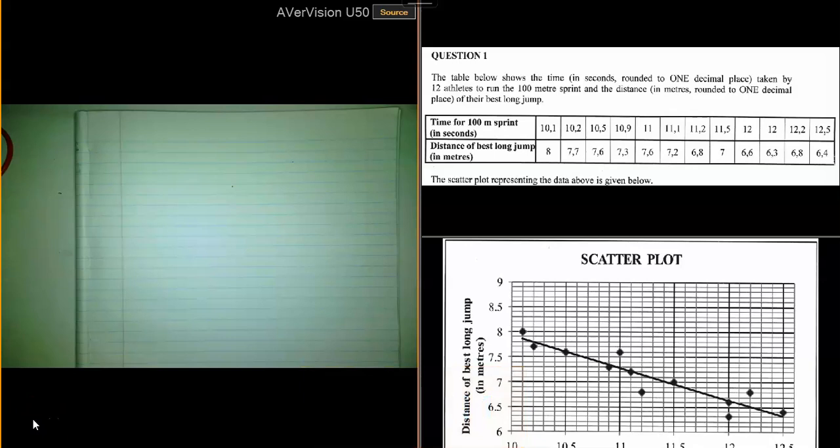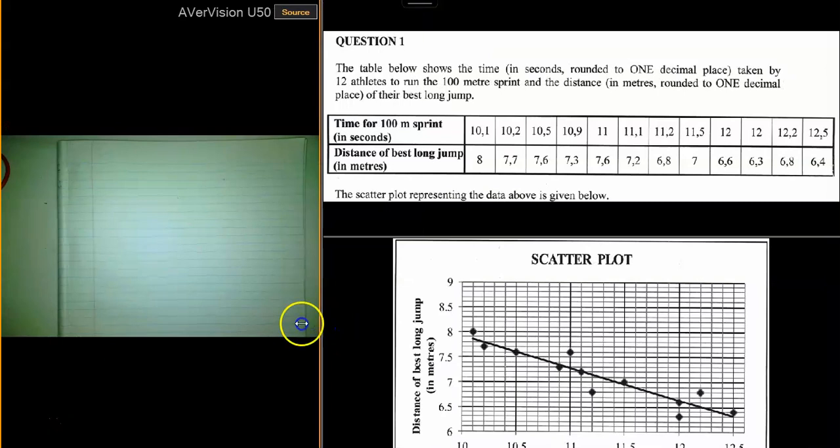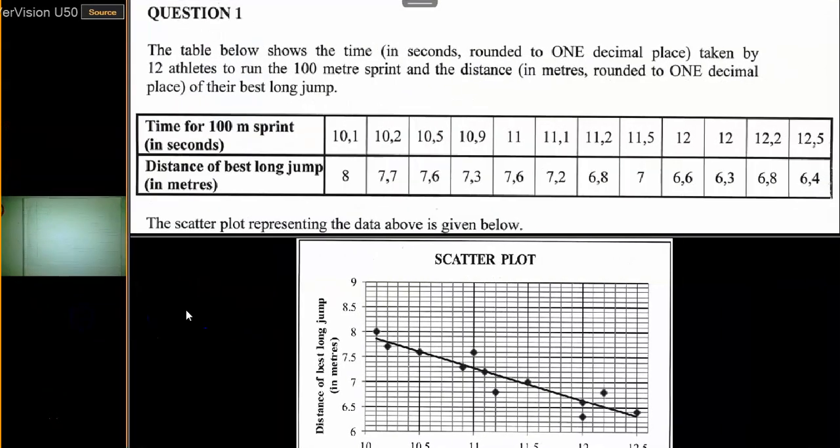Good day. In this video, we will be looking at 2017's NSC November paper 2, and we're looking at question 1, data handling. Given to us here is a table showing the time in seconds, rounded to one decimal place, taken by 12 athletes to run a 100-meter sprint, and the distance in meters, rounded to one decimal place, of their best long jump. Generally, the top row will be your X, and the bottom row will be your Y.